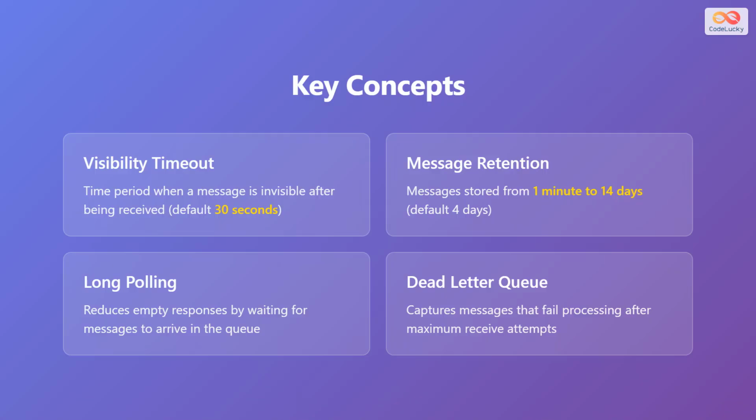Understanding a few key concepts is essential for working with SQS. Visibility timeout is the period during which a message becomes invisible to other consumers after being received, with a default of 30 seconds. Message retention determines how long messages stay in the queue, ranging from 1 minute to 14 days, with a default of 4 days. Long polling is a technique that reduces empty responses by waiting for messages to arrive instead of returning immediately. Dead letter queues capture messages that fail processing after reaching the maximum number of receive attempts, helping you identify and troubleshoot problematic messages.